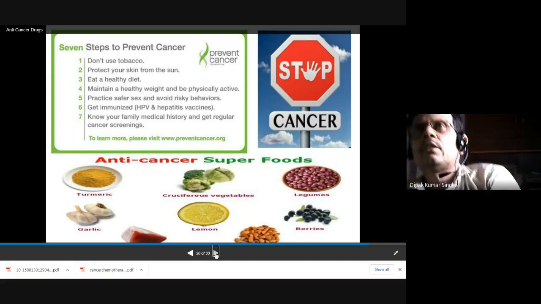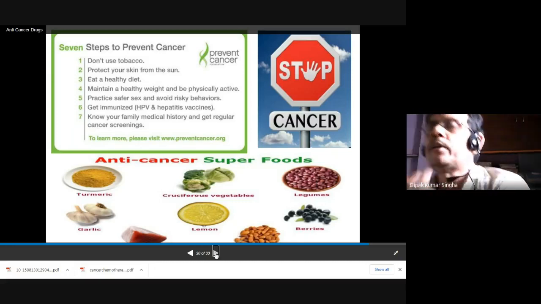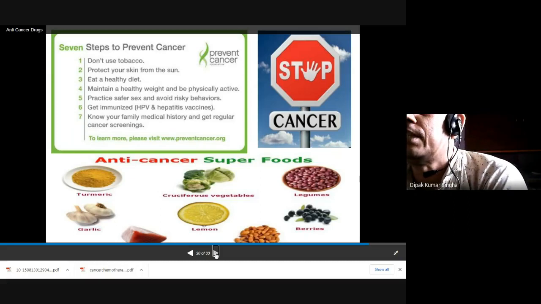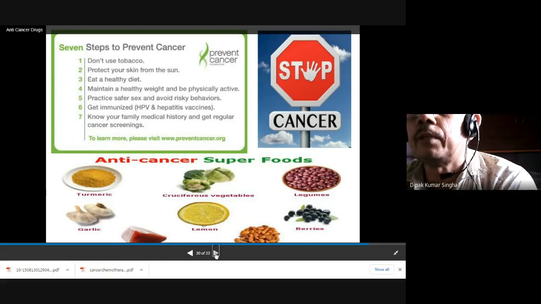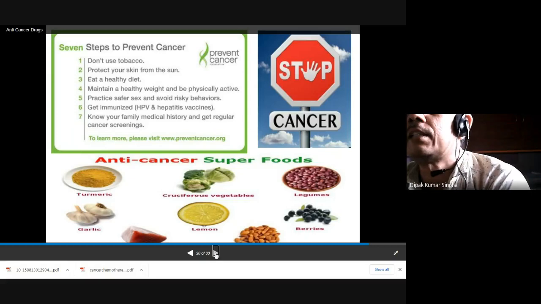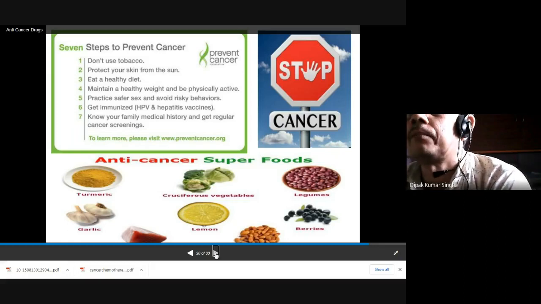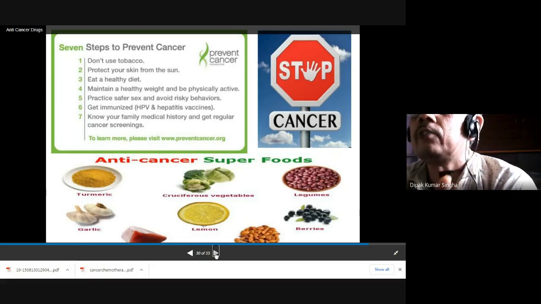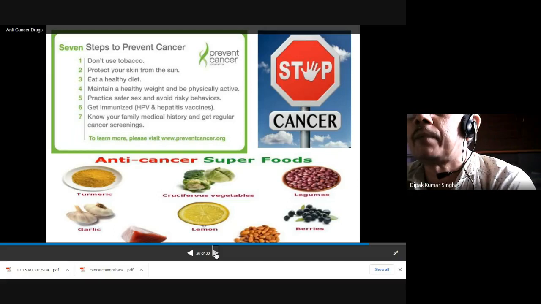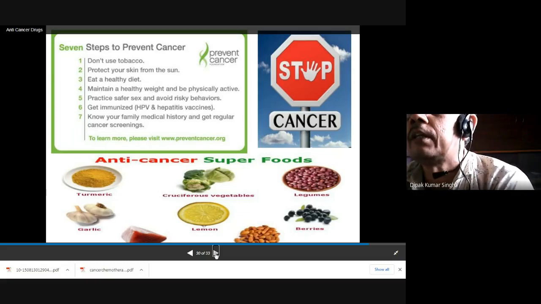Next, protect your skin from the sun, because last class we discussed that if affected by the UV ray, then it produces skin cancer. So you can protect yourself from UV ray, especially the sun. Next, eat a healthy diet, not junk food, not fast food. This produces cancer. Number 4, maintain a healthy weight and be physically active. Healthy weight: overweight due to some hormonal effect or other effects, anabolic steroid, so there is a problem. If you do physical exercise, you can maintain your health, and there is less chance of cancer.